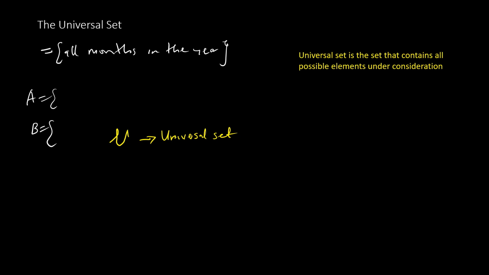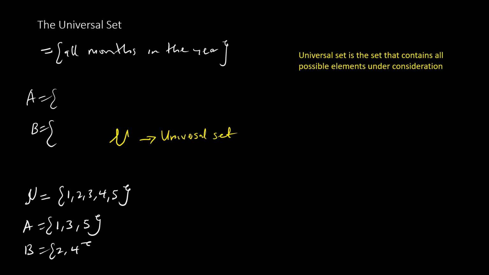To look at another example, let's look at some sets here. We can define universal set U to be equal to 1, 2, 3, 4, 5, and set A which equals 1, 3, 5, and set B which equals 2 and 4. So we can see that this universal set contains all the elements that we are looking at in this particular consideration. It contains all the elements of A and all the elements of B. So this is how they are referred to as universal sets. We are going to be seeing more examples on this in this tutorial.